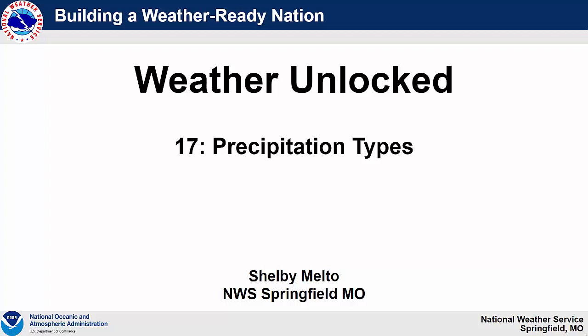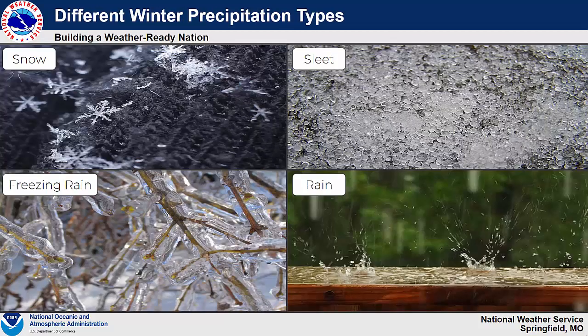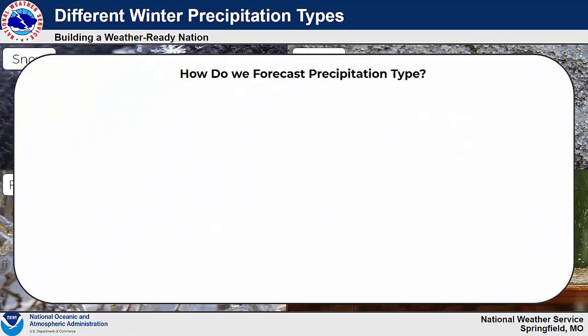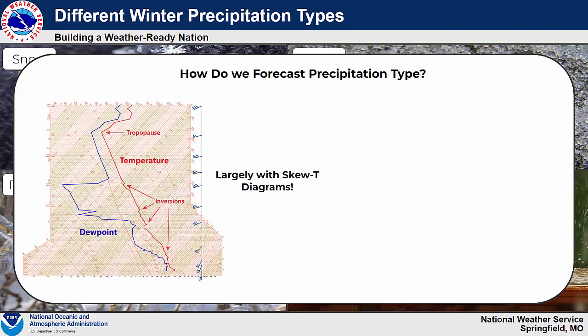This video will go over the different winter precipitation types and will give a brief overview on how we can forecast them. So the four typical types of precipitation in the winter are snow, sleet, freezing rain, and rain. So how can we know what specific type is going to reach the surface? Well, we can get a pretty good idea by looking at the thermal profiles or the temperatures on a skew-T diagram, otherwise known as a sounding.